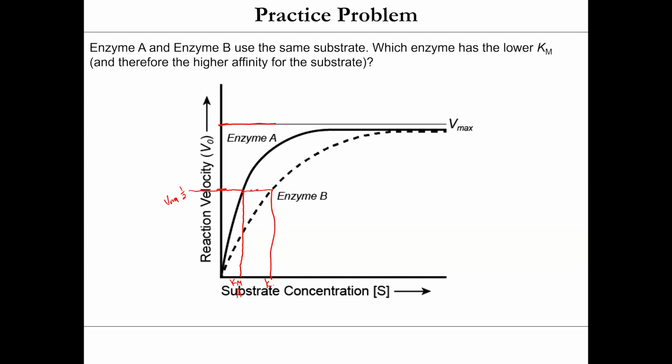So this is showing us that actually enzyme A has the lower Km for that particular substrate, and therefore it has a higher affinity for the substrate. Enzyme B has a higher Km, so it would have a lower affinity for the substrate. It needs more substrate to get to that half maximum velocity.